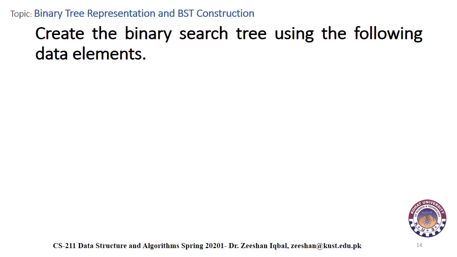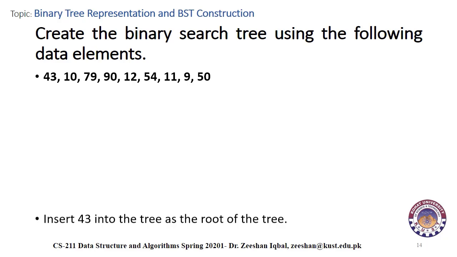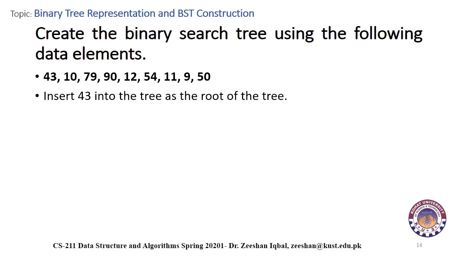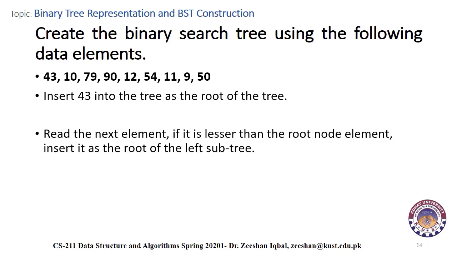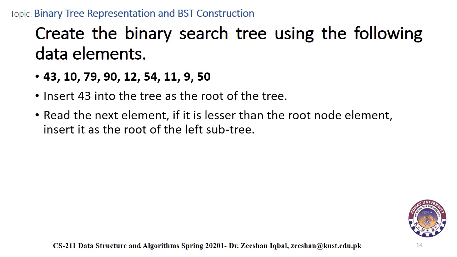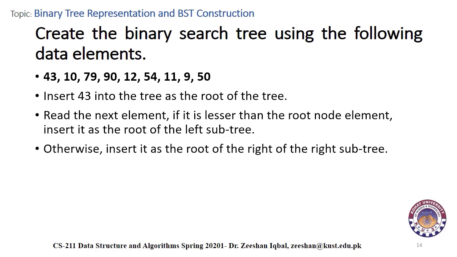Suppose we have the following values from the array: 43, 10, 79, 90, 12, 54, 11, 9 and 50. We will insert 43 into the tree as the root of the tree. Then read the next element. If the value is lesser than the root element, insertion will be done as the root of the left subtree. Otherwise, we will insert it as the root of the right subtree.